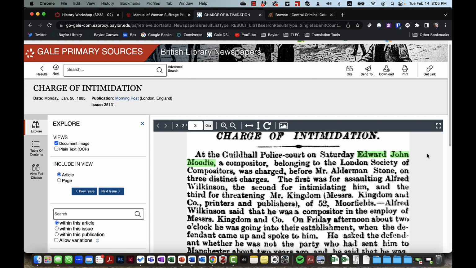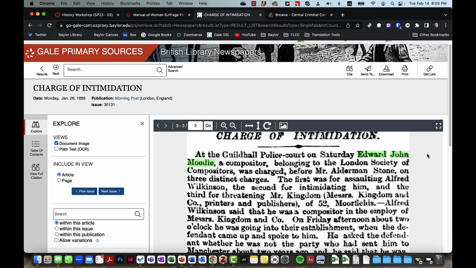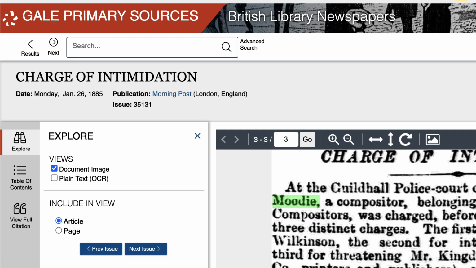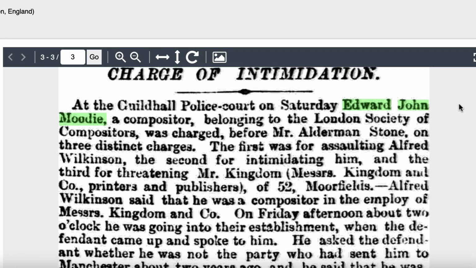So I found a newspaper article from this database, the British Library Newspapers. And this article comes from the publication, the newspaper, The Morning Post out of London, England. And it was dated January 26, 1885. Here's what the article says. It's titled Charge of Intimidation. And it begins by saying this.